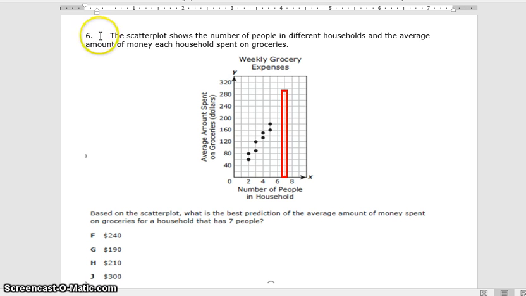Number 6. The scatter plot shows the number of people in different households and the average amount of money each household spent on groceries. Based on the scatter plot, what is the best prediction of the average amount of money spent on groceries for a household that has 7 people? 7 is marked on here and is marked on your paper with a yellow highlighter.